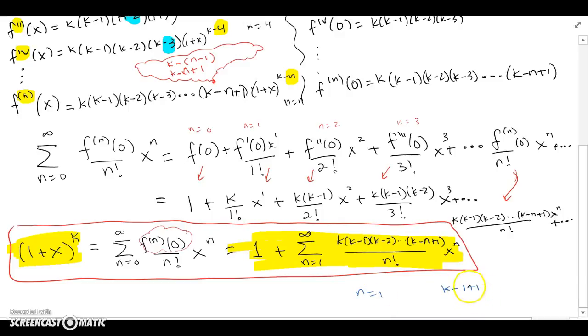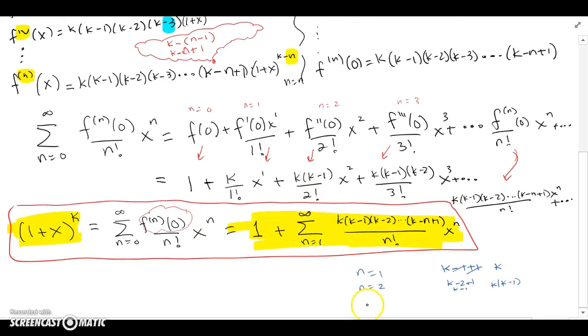So if n is 1, I go up to k minus 1 plus 1. These guys cancel. I will only go up to k when n is 1. You can see that here. I only had a k. When n is 2, I will go up to, let's see, k minus 2 plus 1. So I will go up to k minus 1, which means I will have the k item and k minus 1, the next guy. So my product will have k and k minus 1, and that's what happened over here.